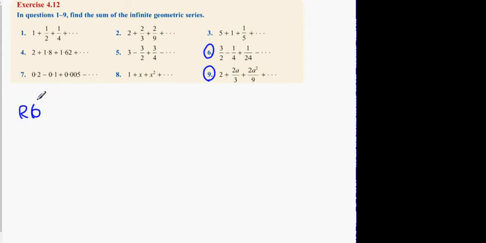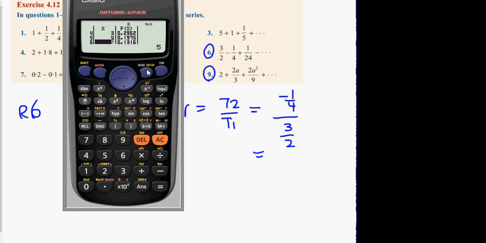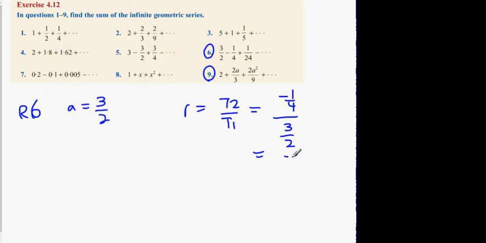Okay, so in question 6 our a value is 3 over 2. Our r value is t2 divided by t1, which is minus a quarter divided by 3 over 2. So minus a quarter divided by 3 over 2, or just do a quarter divided by 3 over 2. And then what we get there is a 6. So r value equals minus a sixth.